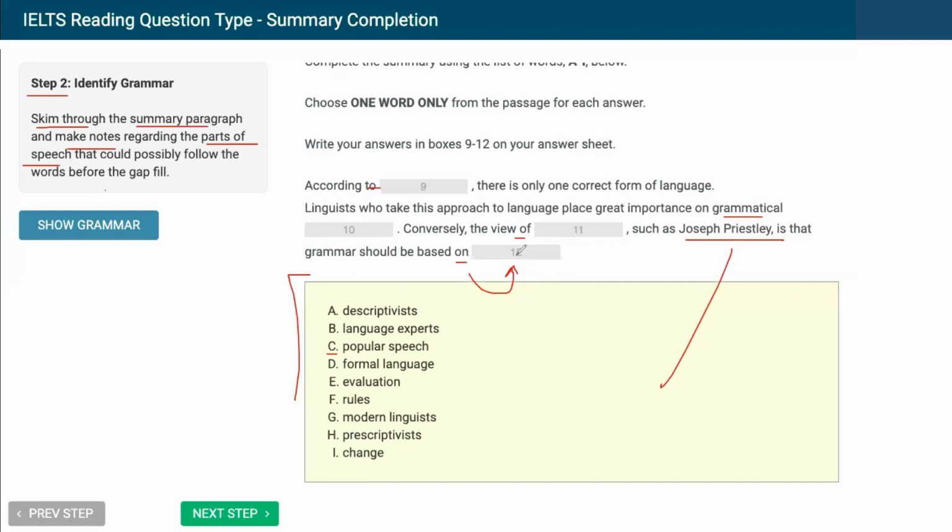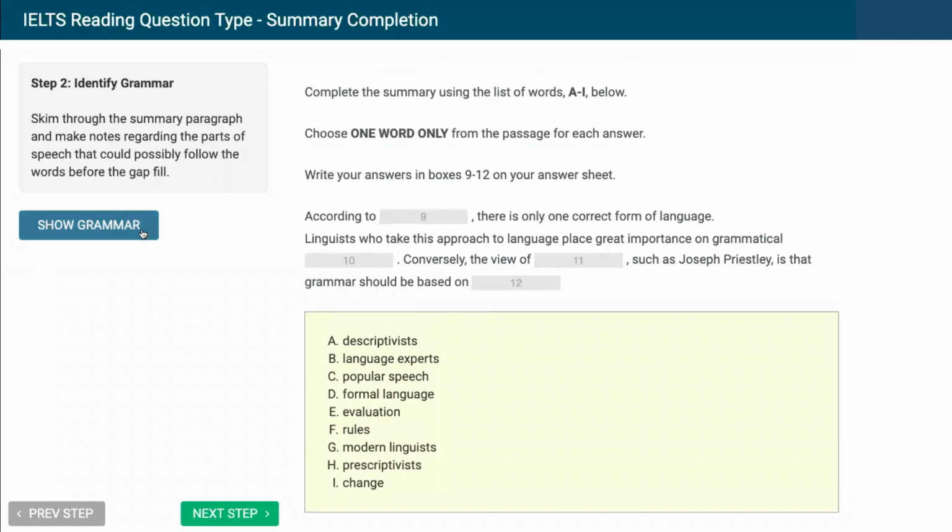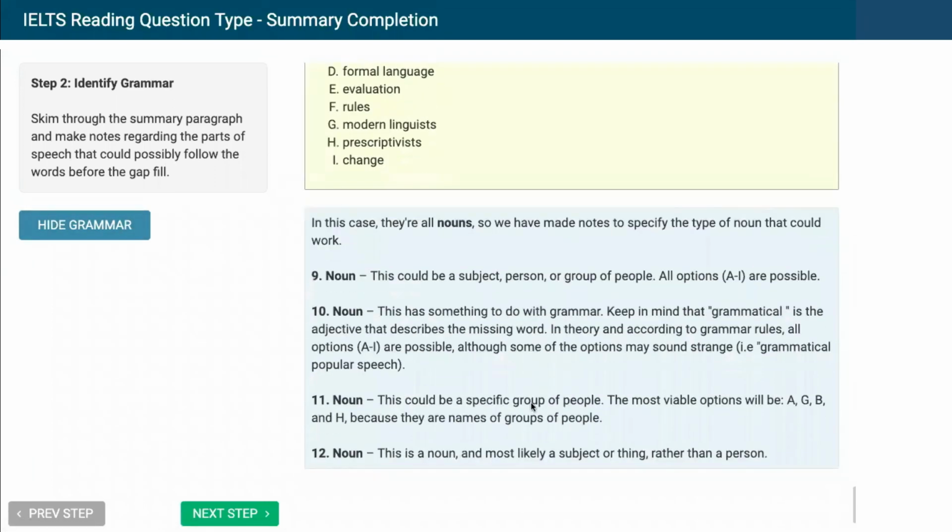So it's a bit difficult in that we can't really eliminate anything right from the beginning, but we can make a couple notes of some options that would be strange. And it's helpful that we already know we're going to be looking for nouns. So I will clear our screen and we'll go ahead and show the grammar, which is basically what we just talked about. But you see we have our 4 nouns and we have some things that might be a bit strange, like grammatical popular speech, okay? And the fact that we have subjects and things as well.